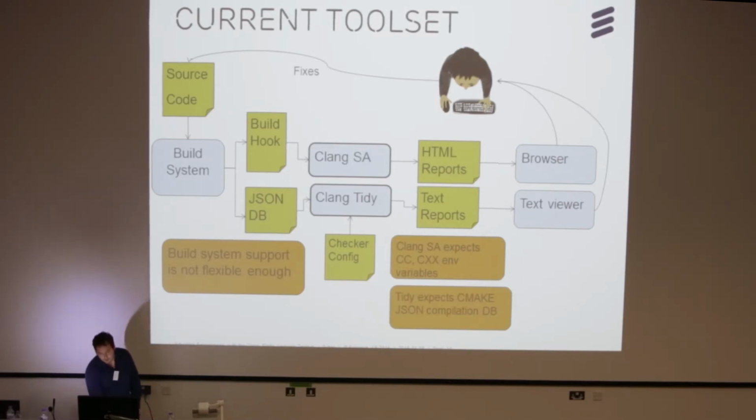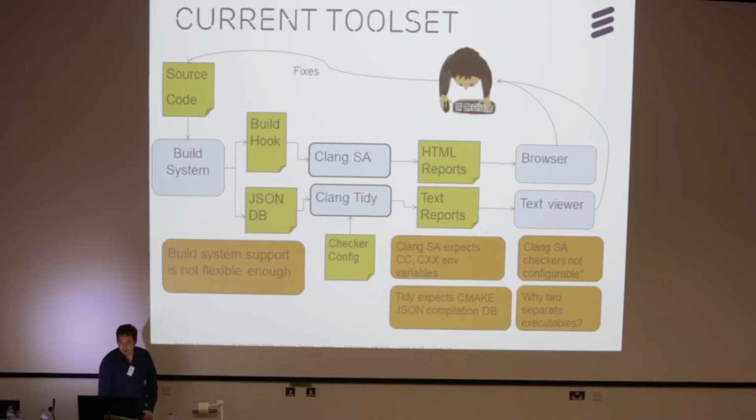Clang Tidy supports a JSON compilation database with the build commands and the current working directory. It's only that that is stored in the JSON DB, but only CMake can give you that output. Also, our problem with Clang SA was that checkers were not configurable, so you couldn't easily introduce a checker configuration like I showed you in the first example. And why are there two separate tools?